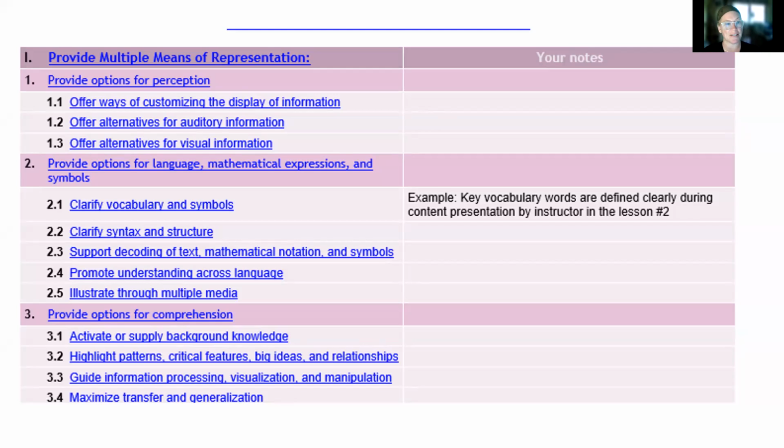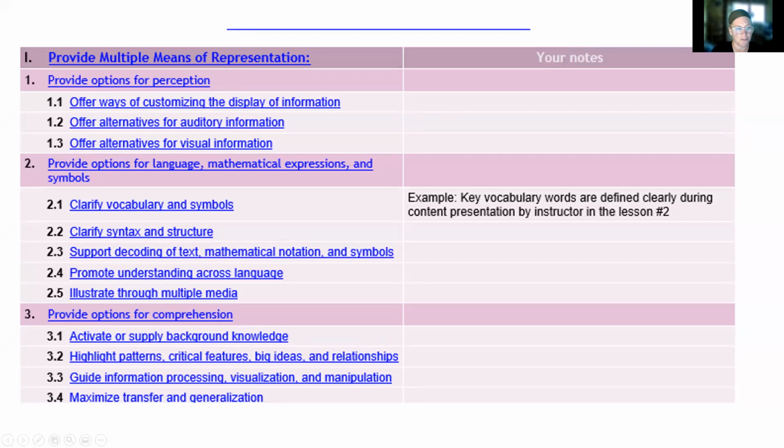We did, again, in the lesson, offer audio because we listened to the story, and then there was visual because there was a visual to the story. And we did, again, promote understanding across languages. We did that because the story was written in another language, and we saw how some of that was lost in translation as we read the text and listened to the audio.